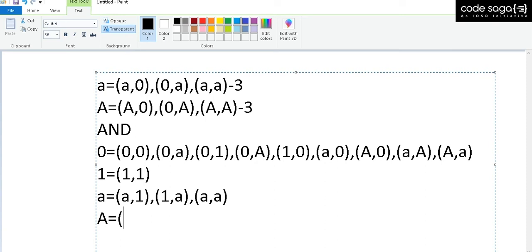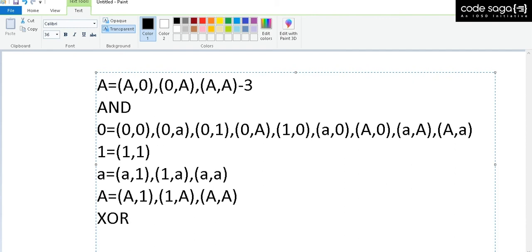Similarly for capital A, so these are all the cases for AND. Now we'll move on to XOR. Some of you may not be familiar with the XOR operation, so I'll go over the truth table quickly.